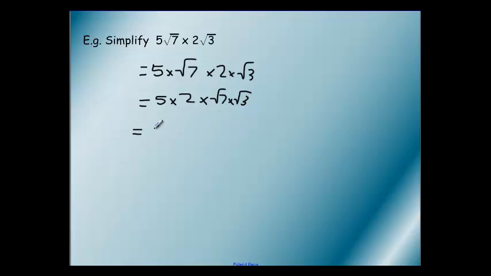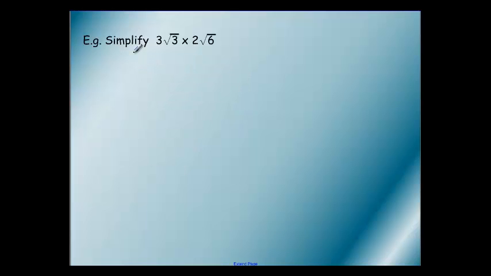Now 5 times 2 I know is 10, and the square root of 7 times the square root of 3 is just the square root of 21. So this I can write as 10 square root 21. For our final example, let's look at a similar question. 3 root 3 times 2 root 6. Well, I know I can just multiply the two whole numbers together to get 6, and I can multiply everything under the square root signs. So 3 times 6 is 18. So I've skipped out a few steps there to get to this answer.